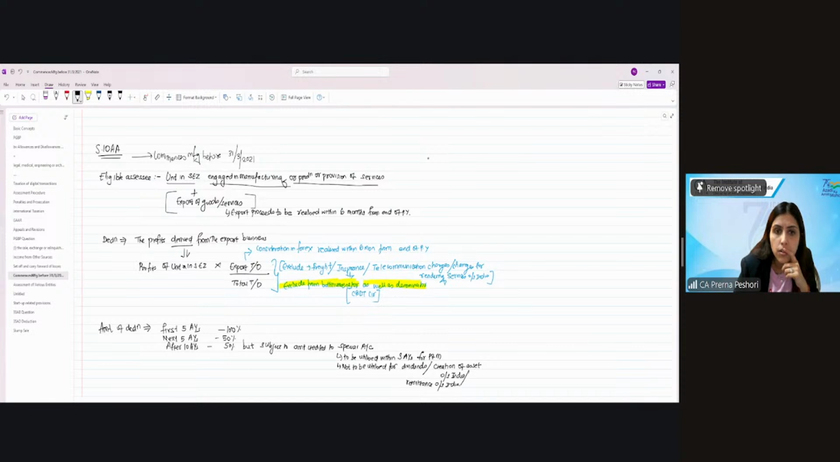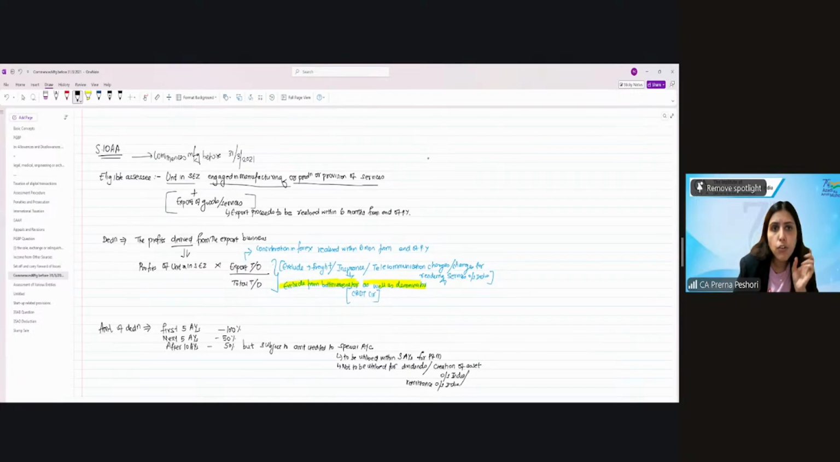Yes or no? Any question? Is this clear? We are excluding this freight, insurance, telecommunication charges from the export turnover as well as the total turnover. That's what the CBDT says, that if you exclude from the numerator, you also exclude from the denominator. Okay, right. Fine. Any other question? Okay, so this is what 10AA is.